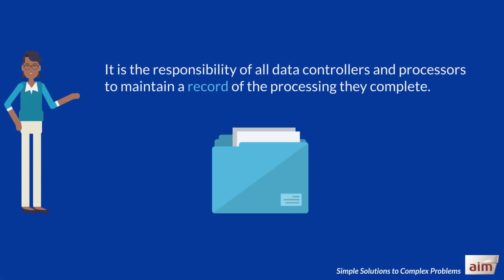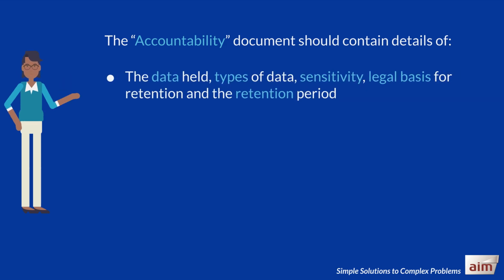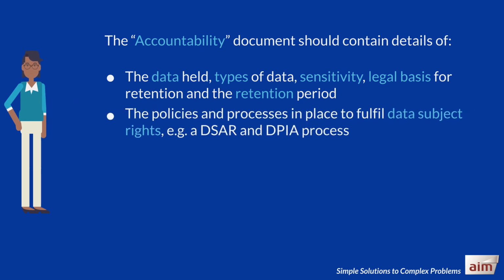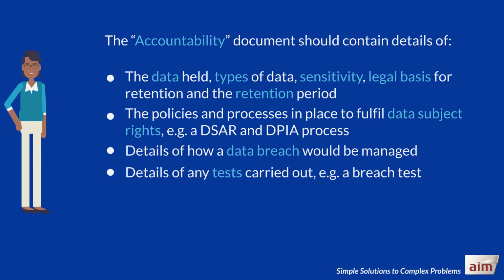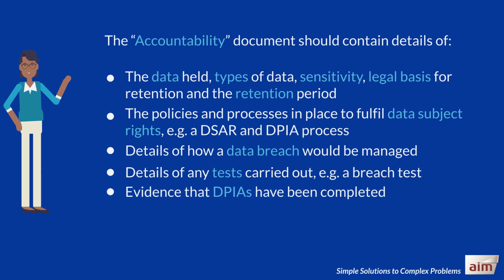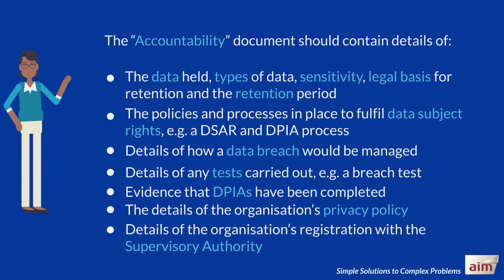It is the responsibility of all data controllers and processors to maintain a record of the processing they complete. The accountability document should contain details of the data held, types of data, sensitivity, legal basis for retention and the retention period. The policies and processes in place to fulfill data subject rights, for example a DSAR and DPIA process. Details of how a data breach would be managed. Details of any tests carried out, for example a breach test. Evidence that DPIAs have been completed. The details of the organization's privacy policy. And details of the organization's registration with the supervisory authority.